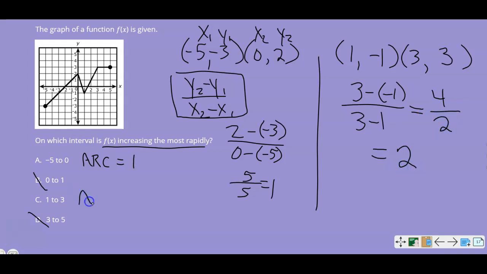So I know this one has an average rate of change equals 2. So the question again is, which interval is f of x increasing the most rapidly? So if you rise 2, run 1, that is quicker than rise 1, run 1. So C is the best answer. C is the correct answer for this question.